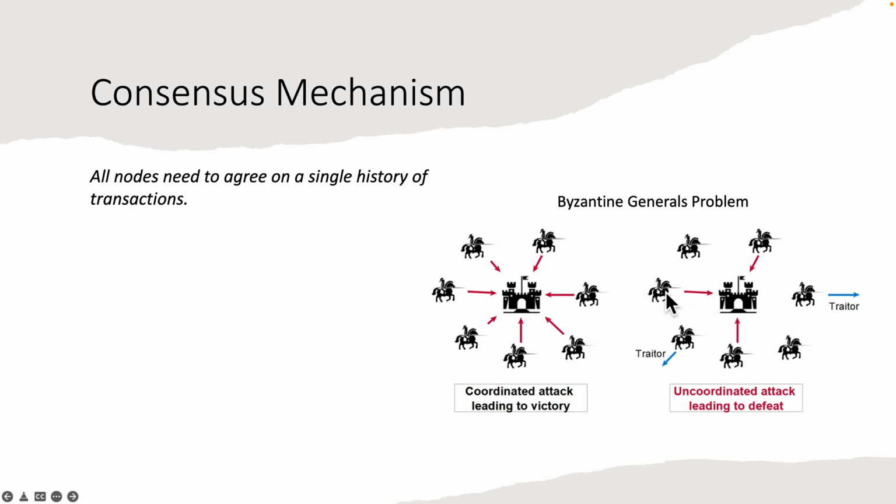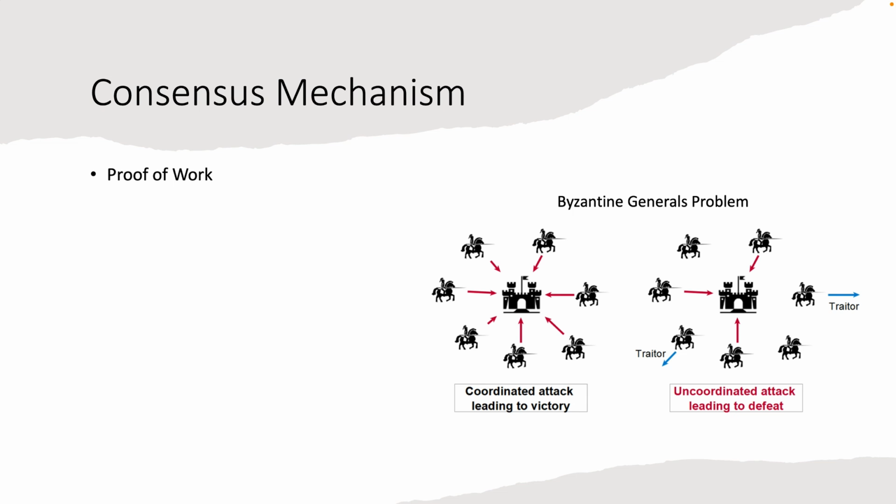So we said Byzantine generals problem existed in all distributed systems naturally, including peer-to-peer distributed system, blockchain. And in blockchain, the consensus needed is the status of the blockchain. All nodes need to agree on a single history of transactions. Now let's see what kinds of consensus mechanisms are used in blockchain and how they work.